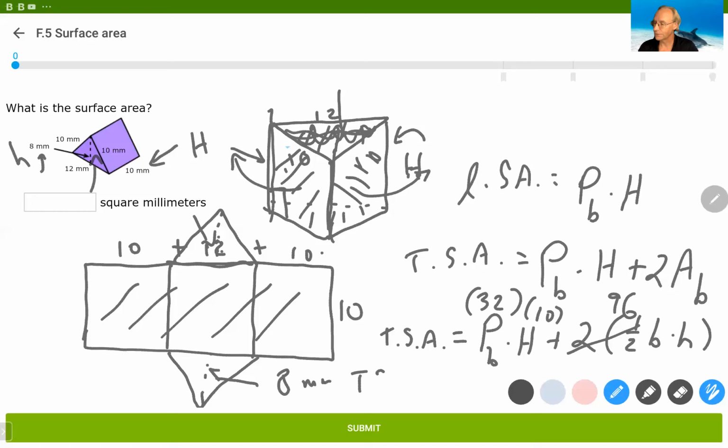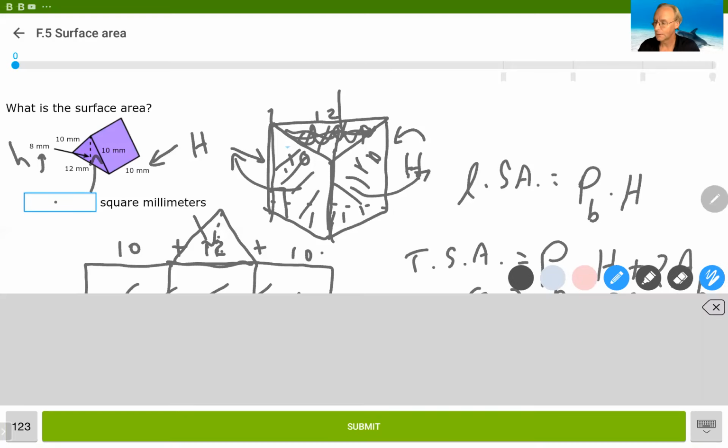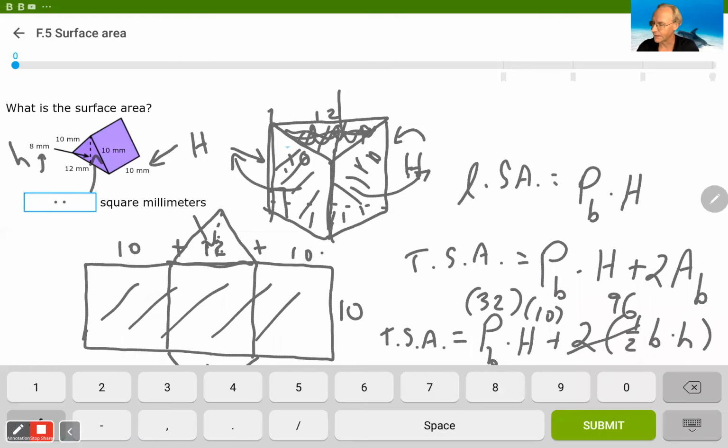So the total surface area is the 320 and 96 makes 416 square millimeters. And we can put that in. So I didn't make a dumb error again. I've been doing that all day today. 416.